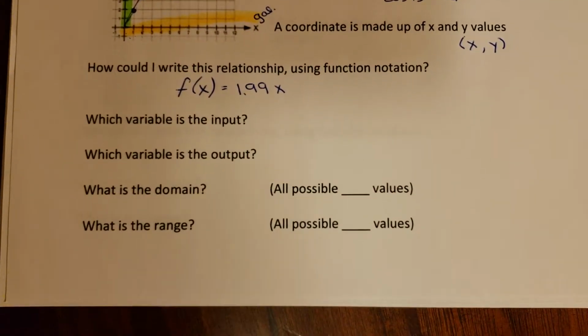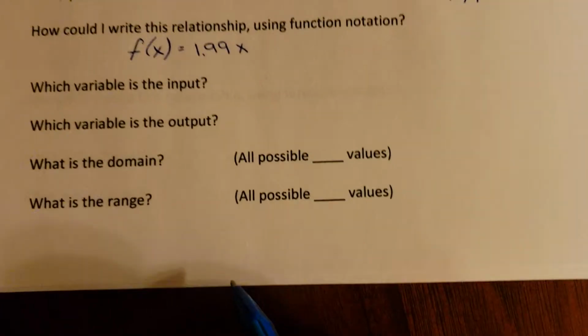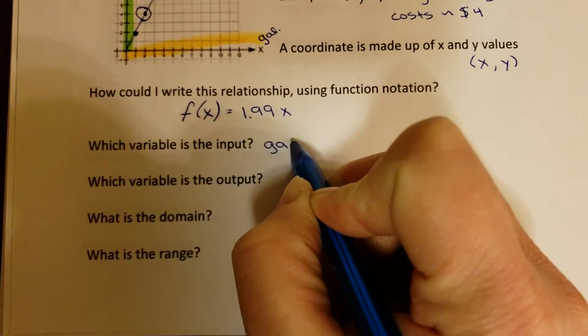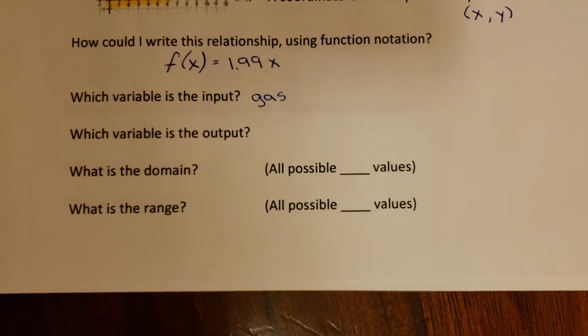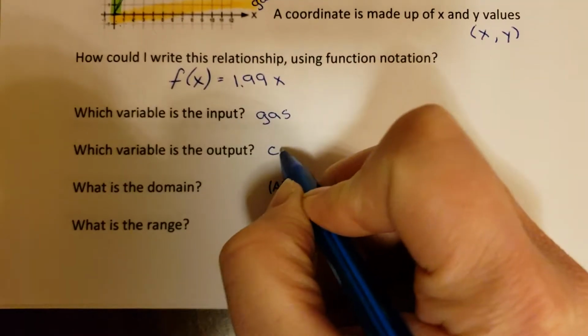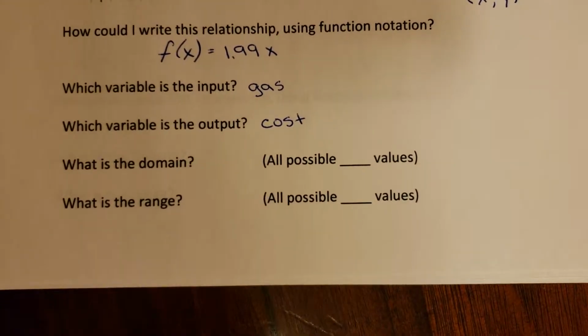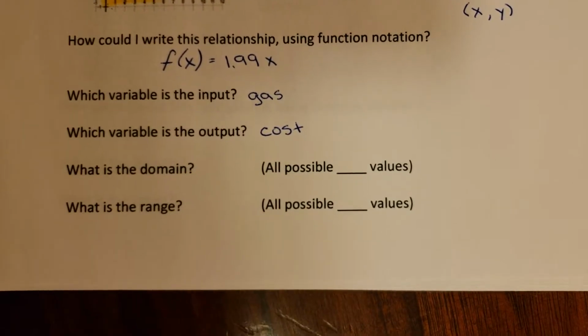Okay, so let's do some practice here. Which of those variables was the input then? It's the gallons of gas. And what was the output? Yeah, the cost. Kind of makes sense. I put gas in my car and I take money out of my wallet, unfortunately.